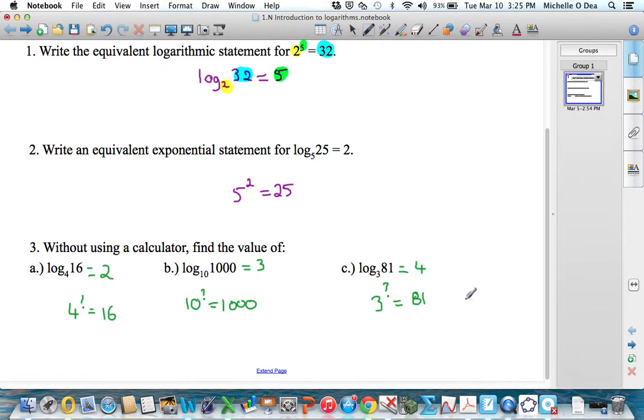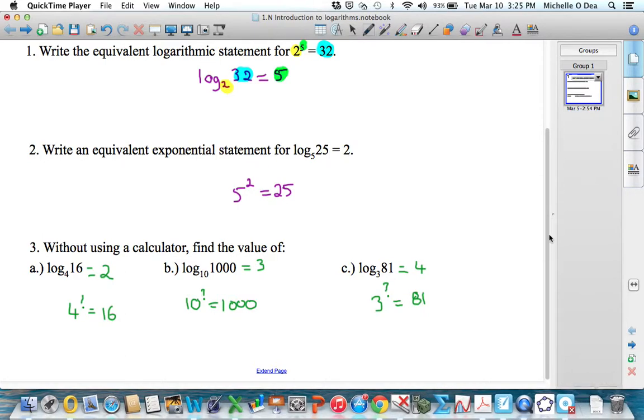And that's it. So now you need to go and try the questions in class where you're just practicing rewriting logs as exponentials and exponentials as logs. Okay, good.